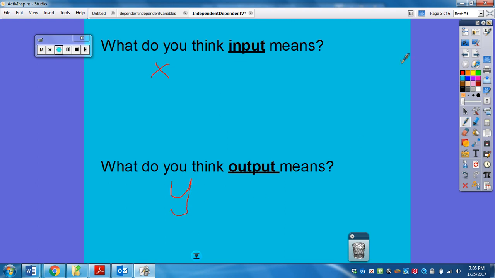So if you look on your note sheet, you have these same questions. So what you want to do is go ahead and fill in what input means and what output means.